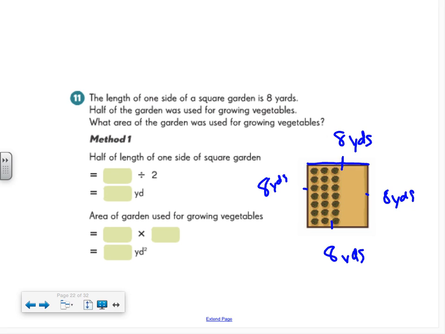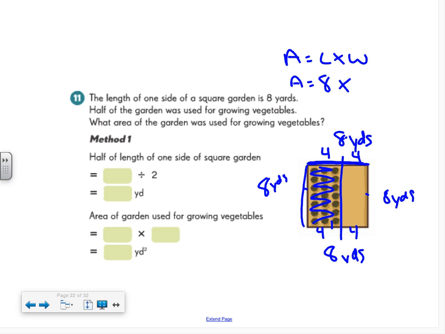Some people like to look at it and think, well, if I know total this is 8, well, half of 8, this side has to be 4 and this side has to be 4, okay? Same thing down here. This is what area of the garden was used for growing vegetables. They want to know, like, how much is in here, okay? Well, I would have to think, well, area equals length times width. So, in here, my length is 8, and my width, because I'm just doing the side with the vegetables, is only 4, and 8 times 4 is 32. So my answer must be 32 yards squared.